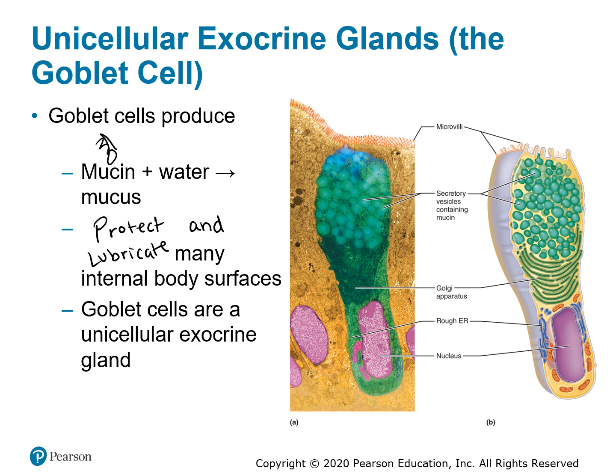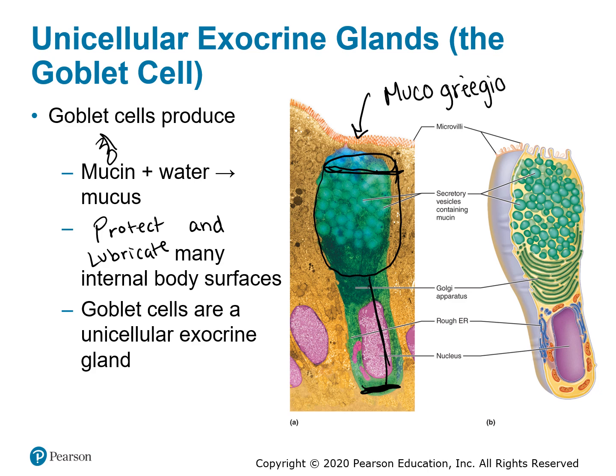And like I said, goblet cells are a unicellular exocrine gland. And they kind of look like a little goblet. Like this is the base of the cup, and this is the little part, right? So all of this could be a very nice little green, what's a fancy wine name? A Pinot Grigio. Delicious. Drink it. Don't drink it. Okay?